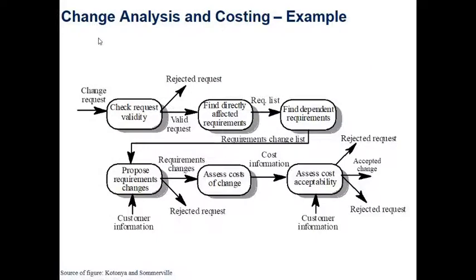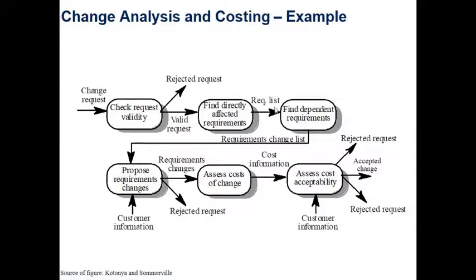Now let's look at change analysis and costing. As an example, let's say a change request came in. You check request validity. You could either reject that request, but if it is a valid request, then you move forward here. You find directly affected requirements, right? So if you were to implement that change, what other components would be affected by it?